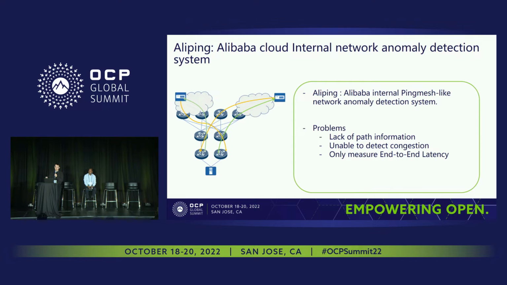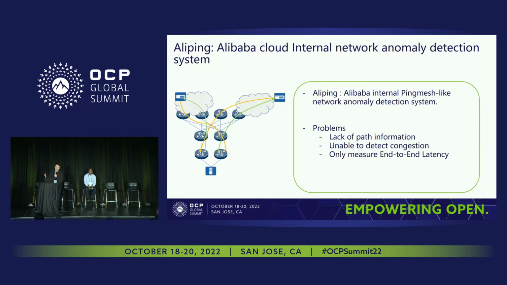But there are some limitations. The first is they don't have path information. So I know something goes down, but I don't know where it is, because our data center is ECMP and we don't know where this flow is. Another is that it is unable to detect congestion. The last is it only measures end-to-end latency. That means if something goes slow, I don't know where the latency comes from. Is it from the network, the NIC, or maybe the Linux kernel? So those are all the limitations.